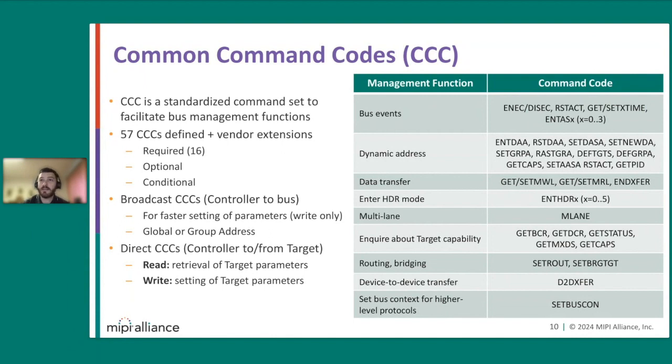These CCCs, some of them can be either broadcast or direct, so they can be broadcast to a small or large group of I3C targets, or you can have precision and just be going to individual targets with the direct CCCs. So you can see in this table, there's all sorts of CCCs for different functions, whether it be multi-lane, entering into our high data rate modes, dynamic addresses, which are essential to the I3C technology, and we'll get into those a little bit more later. Bus events, routing, device-device transfers. These CCCs are really at the core of I3C and really what allow us to use and manage all the different functions that I3C does contain.